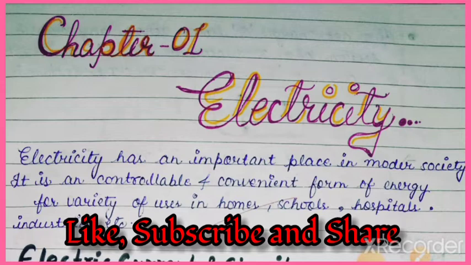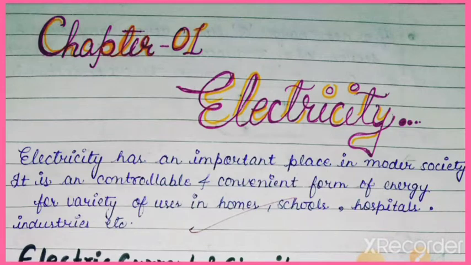So let's begin our chapter today, electricity. So the term electricity was invented by a very famous scientist whose name is Benjamin Franklin. And electricity has an important place in modern society. It is a controllable, convenient form of energy for a variety of uses, whether in homes, in schools, in hospitals or in industries.